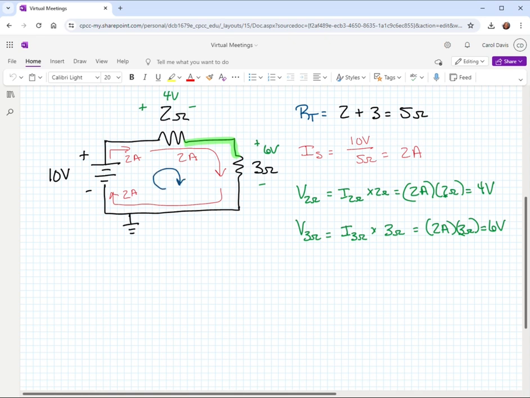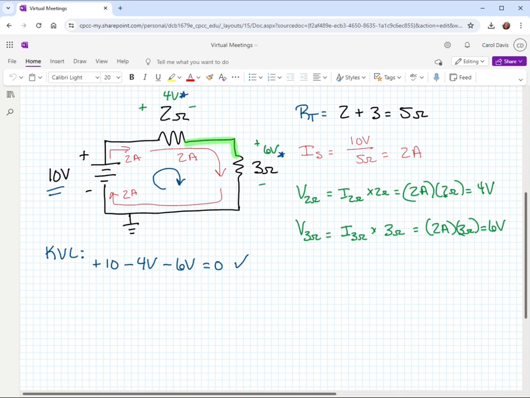Again, looking around this loop, I'm going to write it over here. KVL tells us that the plus 10 volts that we apply at the source, minus the 4 volts dropped here, minus the 6 volts across the 3 ohm resistor, has to equal 0. And we know that it does. 10 minus 4 is 6, 6 minus 6 is 0. So that does hold up. That's good.